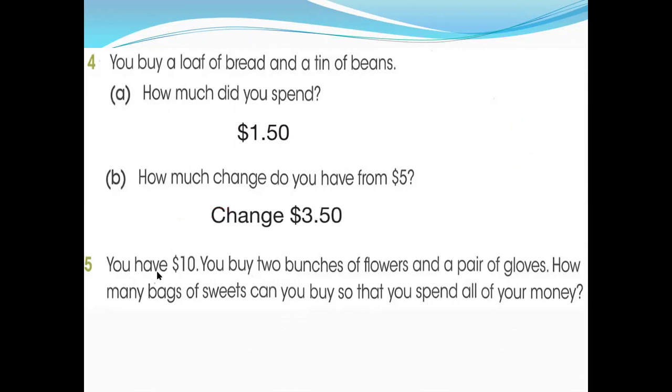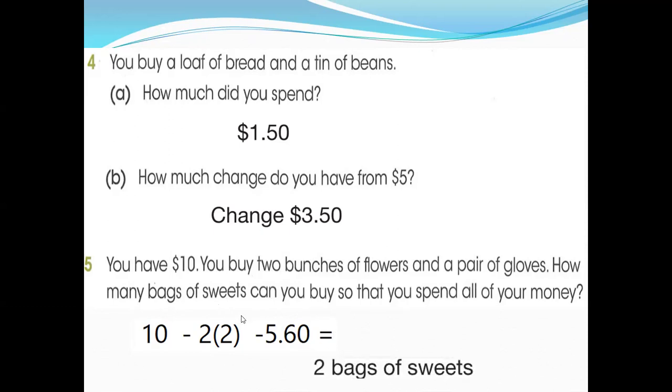You have $10. You buy two bunches of flour and a pair of gloves. How many bags of sweets can you buy so that you spend all of the money? Easy. 10 minus 2 multiply 2, because a bunch of flour is $2, so 2 multiply 2 is 4. And a pair of gloves is 5.60. So from 10, we need to minus these two, because we buy two items. The answer is 0.40, or you can say 40 cent. So we can buy two bags of sweets, because one bag of sweets is 20 cent, so two bags are 40 cent.